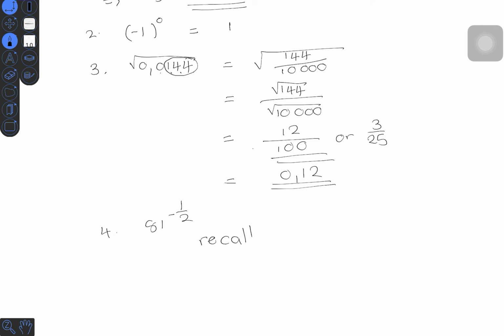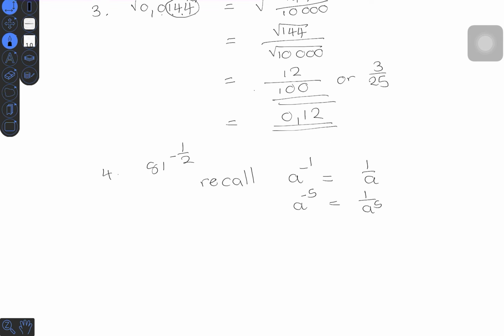Recall that any number to the negative power is the same as 1 over a. Even if it's a to the power minus 5, the answer is 1 over a to the power 5. So in this case, what do we have? We have 81 to the power minus half. So 81 to the power minus half is the same as 1 over 81 to the power half.